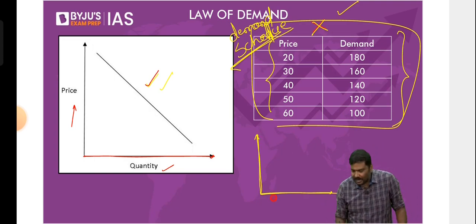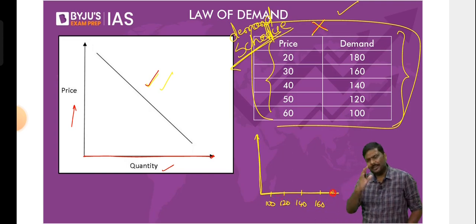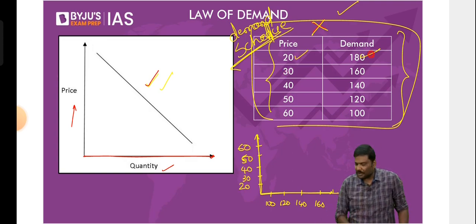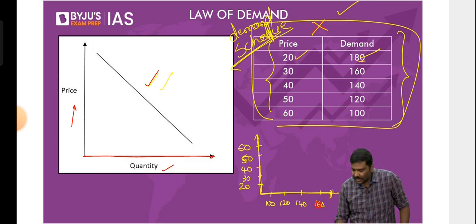Along the x-axis, I will have to plot the demand. What is the demand? 100, 120, 140, 160, and let's say 180 after that. Along the y-axis, prices have to be plotted. These are the prices: 20, 30, 40, 50, and 60 rupees. Now you have the parameters, you have the coordinates. Start plotting. At 20 rupees, how much is the demand? 180 units. At 20 rupees, the demand is 180 units.